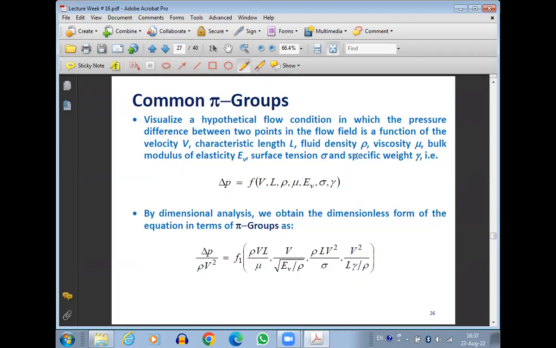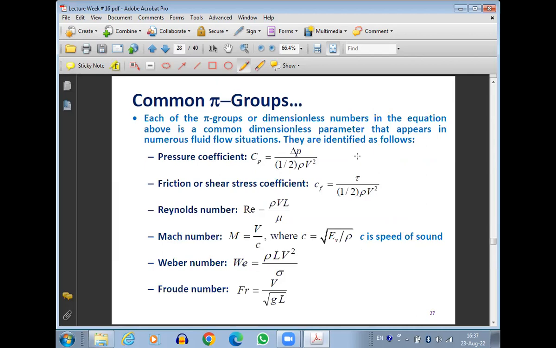Now let's discuss a little about the common pi groups. There are different pi groups available. Pi groups are the dimensionless groups, and dimensionless groups are basically used to model different fluid flow phenomena. The common pi groups are the pressure coefficient. This is one of the common pi groups. Whenever you have a pi group, it is a dimensionless group; the group itself does not have any dimension. Friction or shear stress coefficient is represented by this group. Then we have Reynolds number, the one which you have already gone through in different chapters and solved problems related to it. Reynolds number is also a pi group.